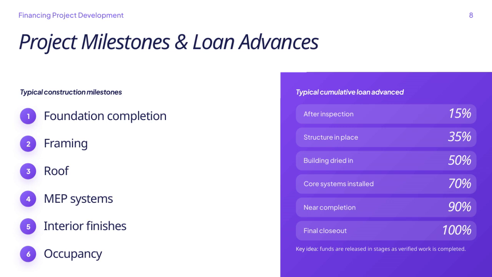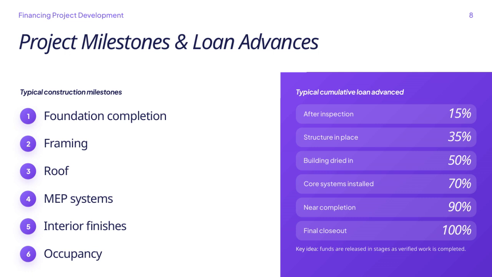Next is the framing stage, sometimes called a structure in place, triggering a 35% loan advance. Once the building is dried in with the roof completed, the loan release increases to 50%. As core systems like mechanical, electrical, and plumbing are installed, funding reaches 70%. When the interior finishes near completion, lenders release 90% of the loan.